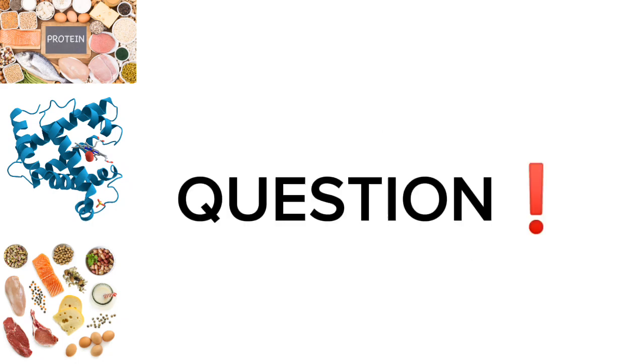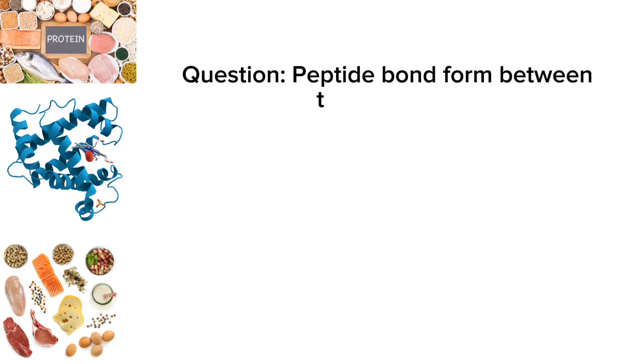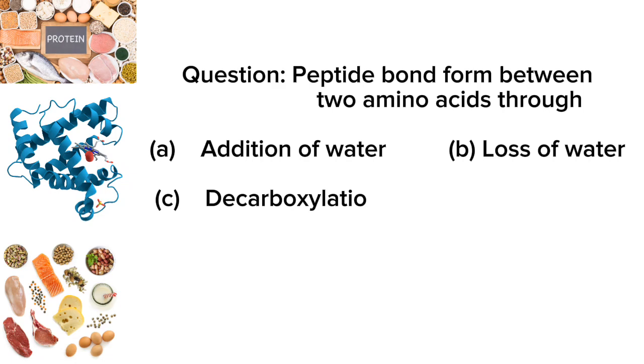So now, since we've finished discussing proteins and their structures, classifications, and functions, I have a question for you to answer. Here's the question. A peptide bond is formed between two amino acids through: A. Addition of water, B. Loss of water, C. Decarboxylation, D. Deamination.